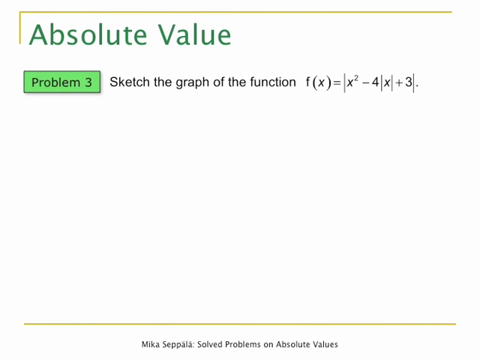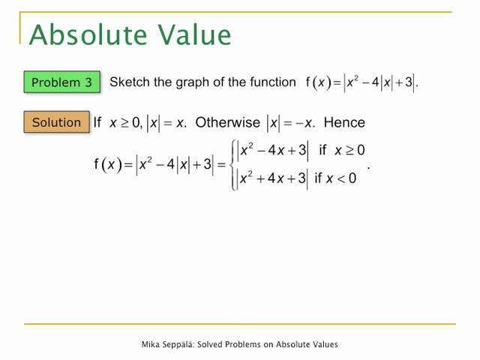In problem 3, we have to sketch the graph of the function f of x, which is defined by the expression absolute value of x squared minus 4 times absolute value of x plus 3. To sketch the graph, we must get rid of the absolute value signs. And now the absolute value signs are nested.